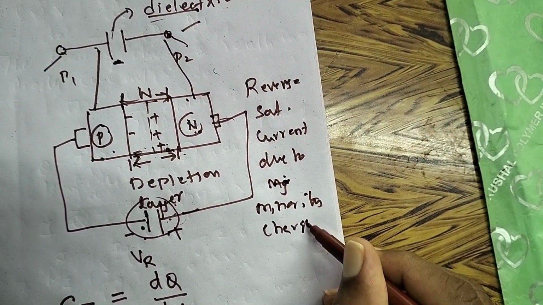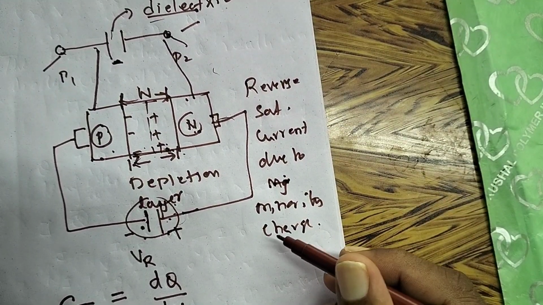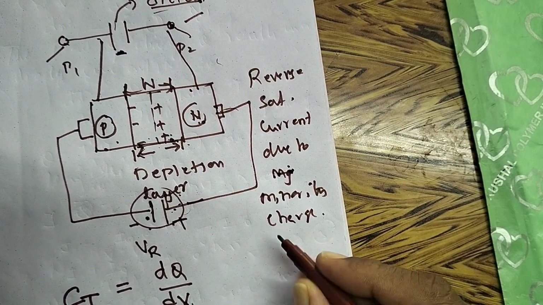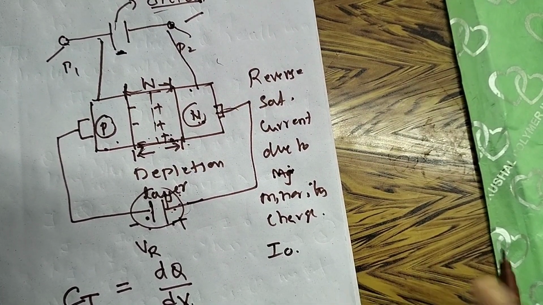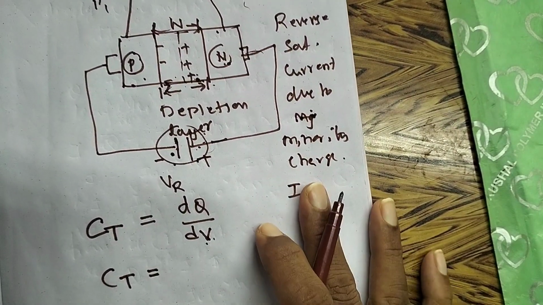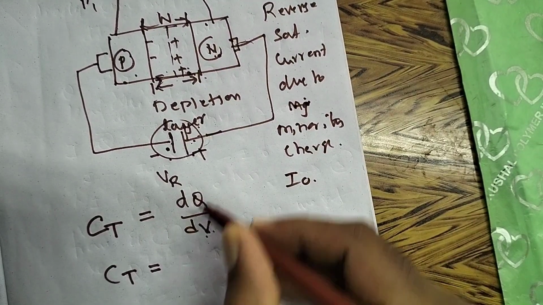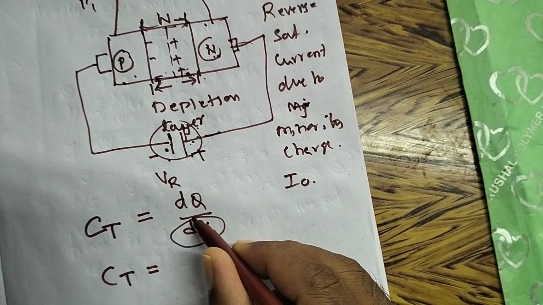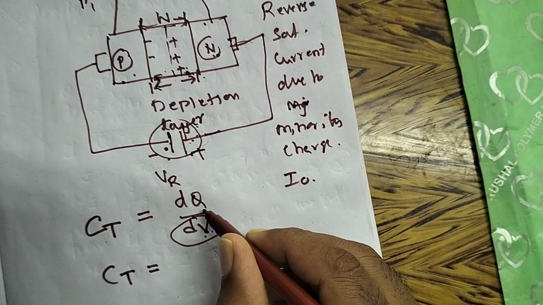Because of these charge carriers, the current will be reduced. That current is the reverse saturation current, represented as I0. Now, due to the change of charge with respect to the change in voltage, CT equals dq by dV.